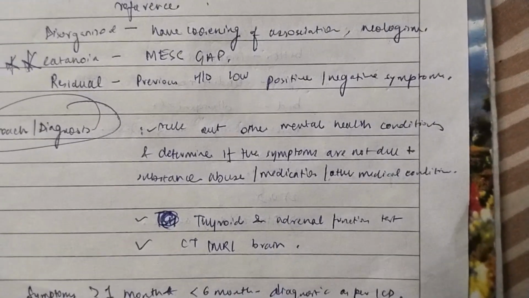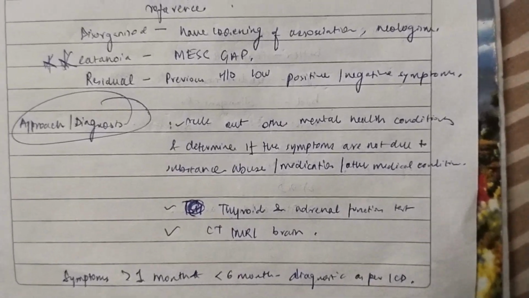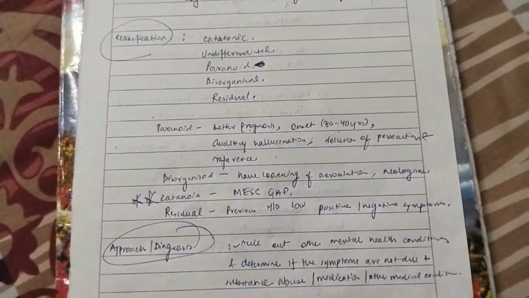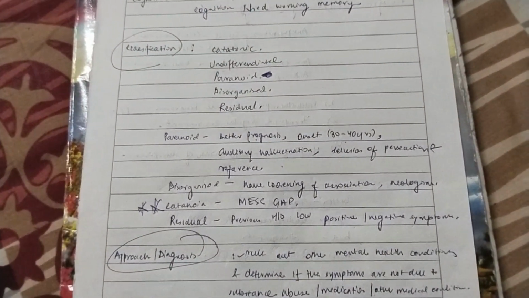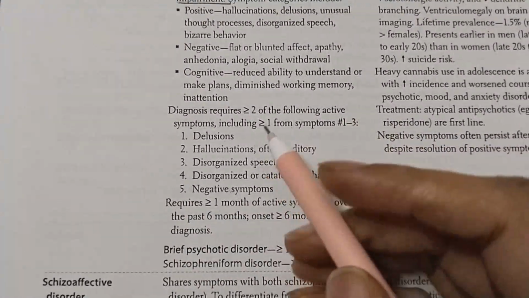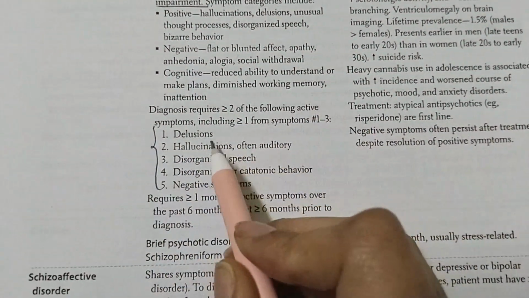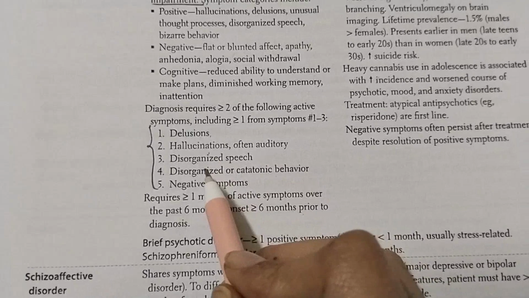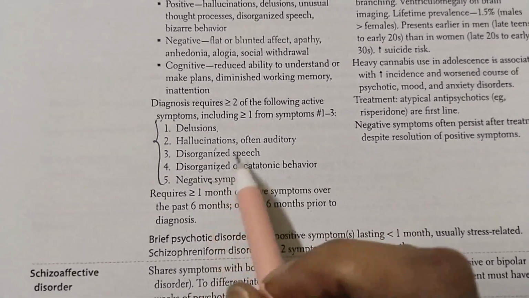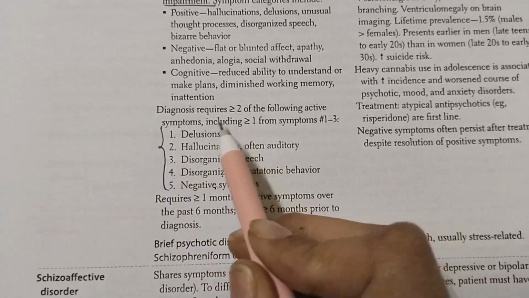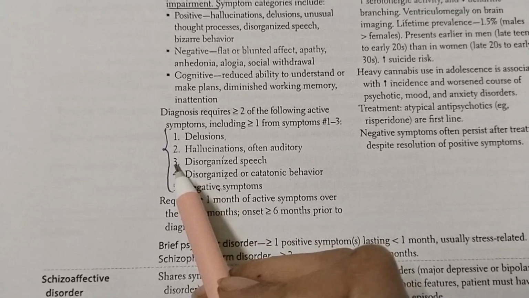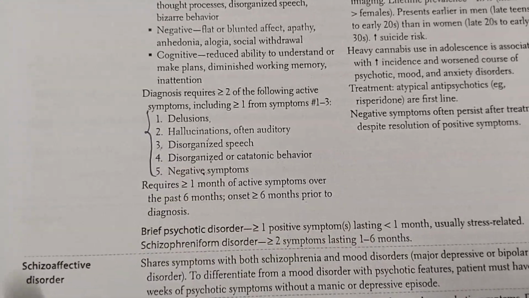Also you can do thyroid and adrenal function tests and you will do CT and MRI. Now, one very important diagnostic criterion of schizophrenia I'll share with you now. Basically, there are 5 active symptoms of schizophrenia: delusions, hallucinations, disorganized speech, disorganized or catatonic behavior, and negative symptoms. If any 2 of these symptoms are present, and at least one of the first 3 symptoms, then that is the diagnosis of schizophrenia.